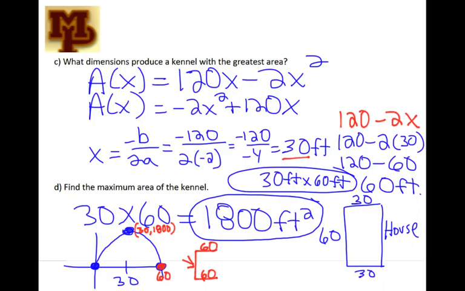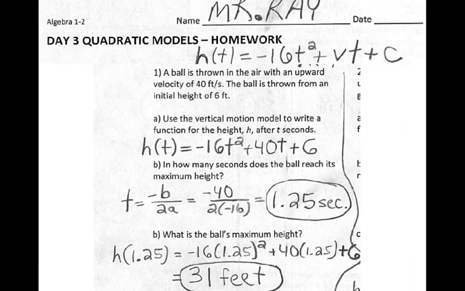Okay? The last thing that I want to do is just kind of show some answers to the homework on this. So here's the work. You just plug your 40 and your 6 in there. Do the negative b over 2a, so you get 1.25 seconds, and then plug it back into the function to get the maximum height.